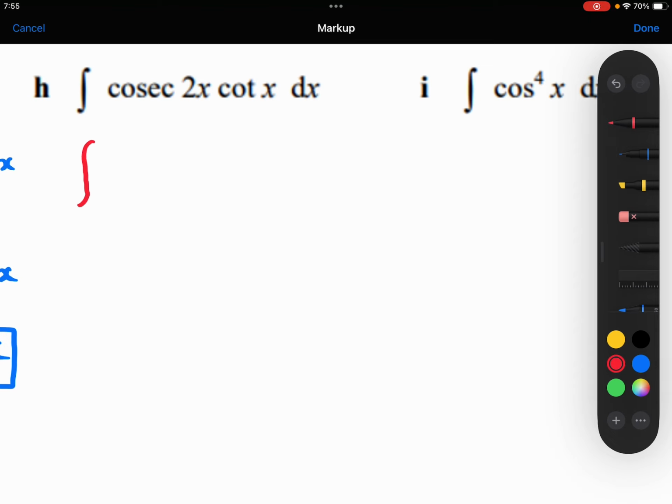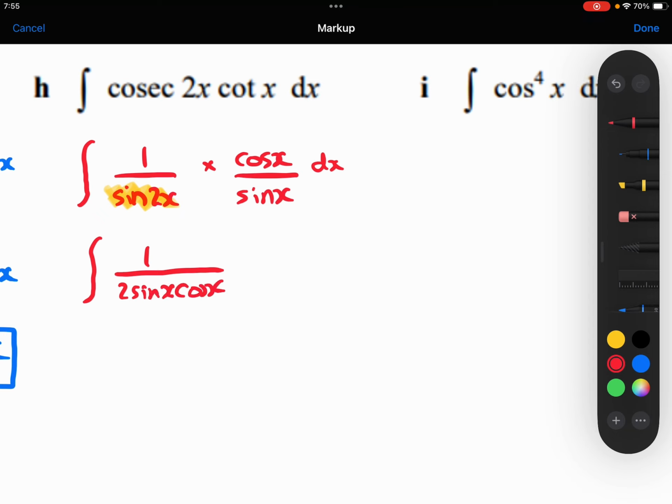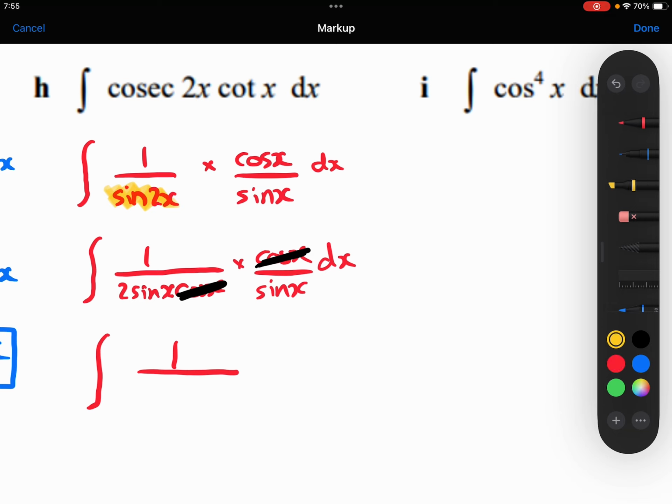I'm going to rewrite the cosec 2x as 1 over sine 2x. The cot, let me write that as cos over sine for now. Right, let's deal with this sine 2x, the sine double angle. I can turn that into 2 sine x cos x. And now I can see that this cos x here is going to cancel with this cos x here. And I'm going to be left with the integral of 1 over 2 sine x times sine x, so 2 sine squared x dx.